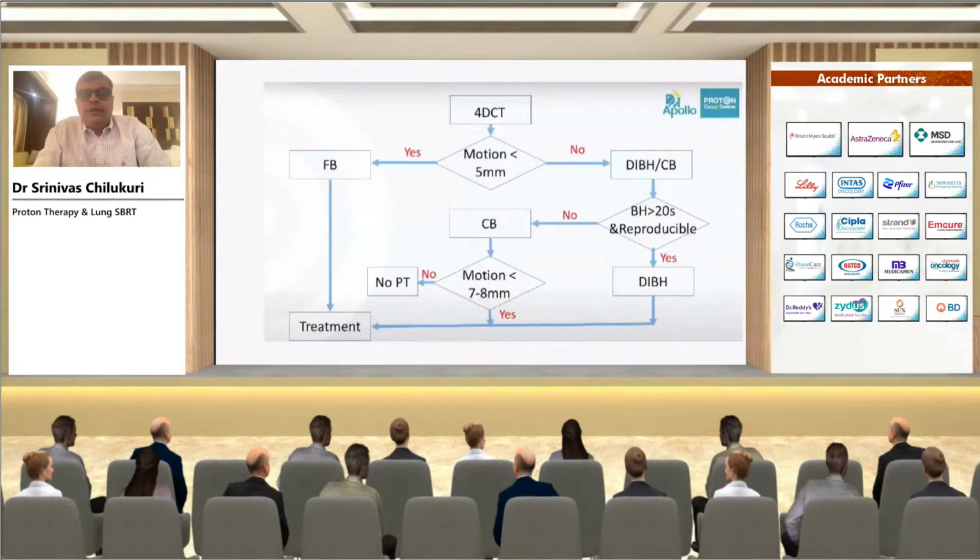This is our protocol as far as motion mitigation is concerned. We do a 4D CT. If motion is less than 5 millimeters, we go for free breathing treatment on protons. If the motion is more than 5 millimeters, we try for a deep inspiratory breath hold or a compression belt. If breath hold is reproducible and for more than 20 seconds at least, if not more, then the patient goes for the breath hold technique irradiation. If not, the compression belt is used. And if with compression belt it is close to 8 millimeters, we can treat this patient on protons. Otherwise, we use conventional techniques.